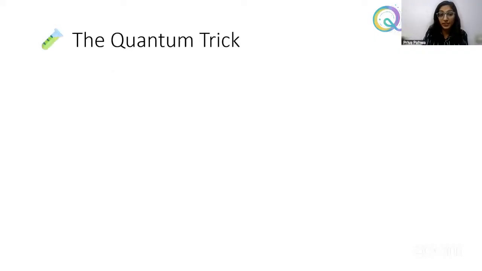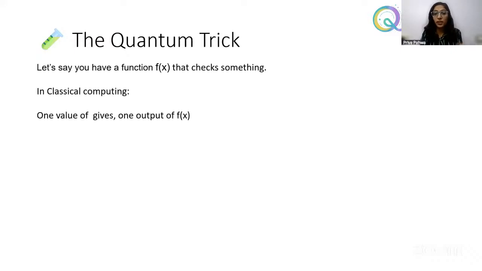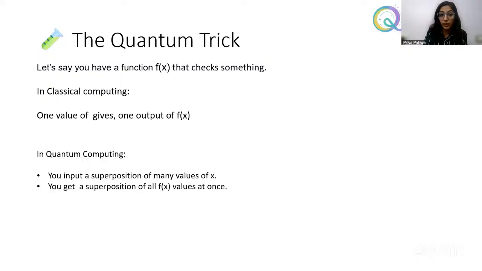So the quantum trick says, let's say we have a function f(x) that checks something, right? In classical computing, one value gives one output of f(x). But in quantum computing, you input a superposition of many values of x and you get a superposition of all f(x) values at once. So this is a game changer.